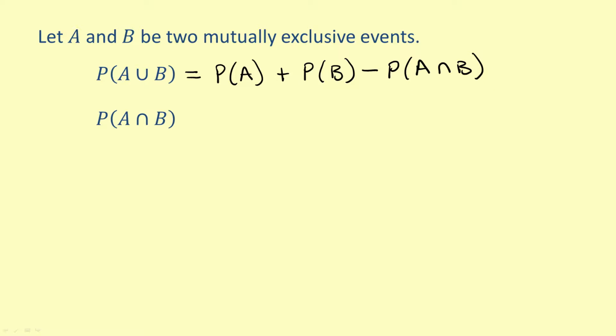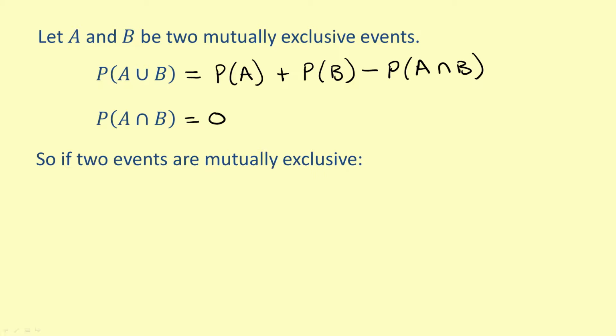However, if A and B are mutually exclusive, then there is no outcome in that intersection. Therefore, the last term must be 0. This leads to a simpler formula for the probability of the union of two mutually exclusive events. The probability of either event occurring is equal to just the sum of the individual probabilities.